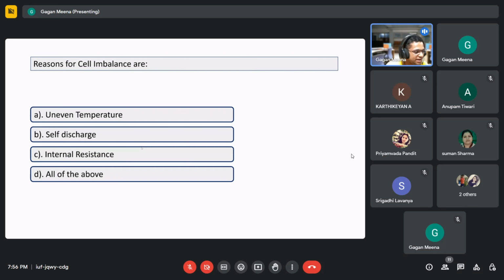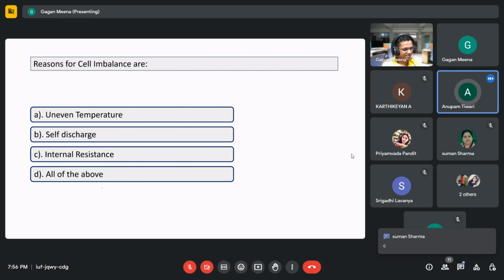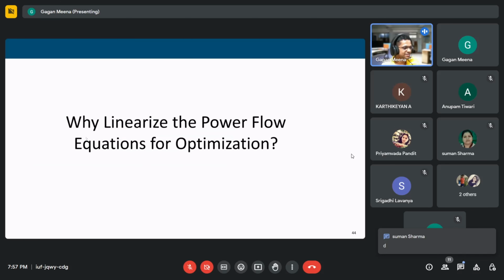Next is reasons for cell imbalance. We have seen this. Which one is the correct answer? Uneven temperature, self-discharge, internal resistance, or all of the above? All of the above. Correct. You've seen uneven temperature, self-discharge. All these are reasons for cell imbalance. So the answer is all of the above. Now this is another question for you. Fast equalization means that we want all the cells to equalize their voltage fast? Yes, quickly, as soon as possible.